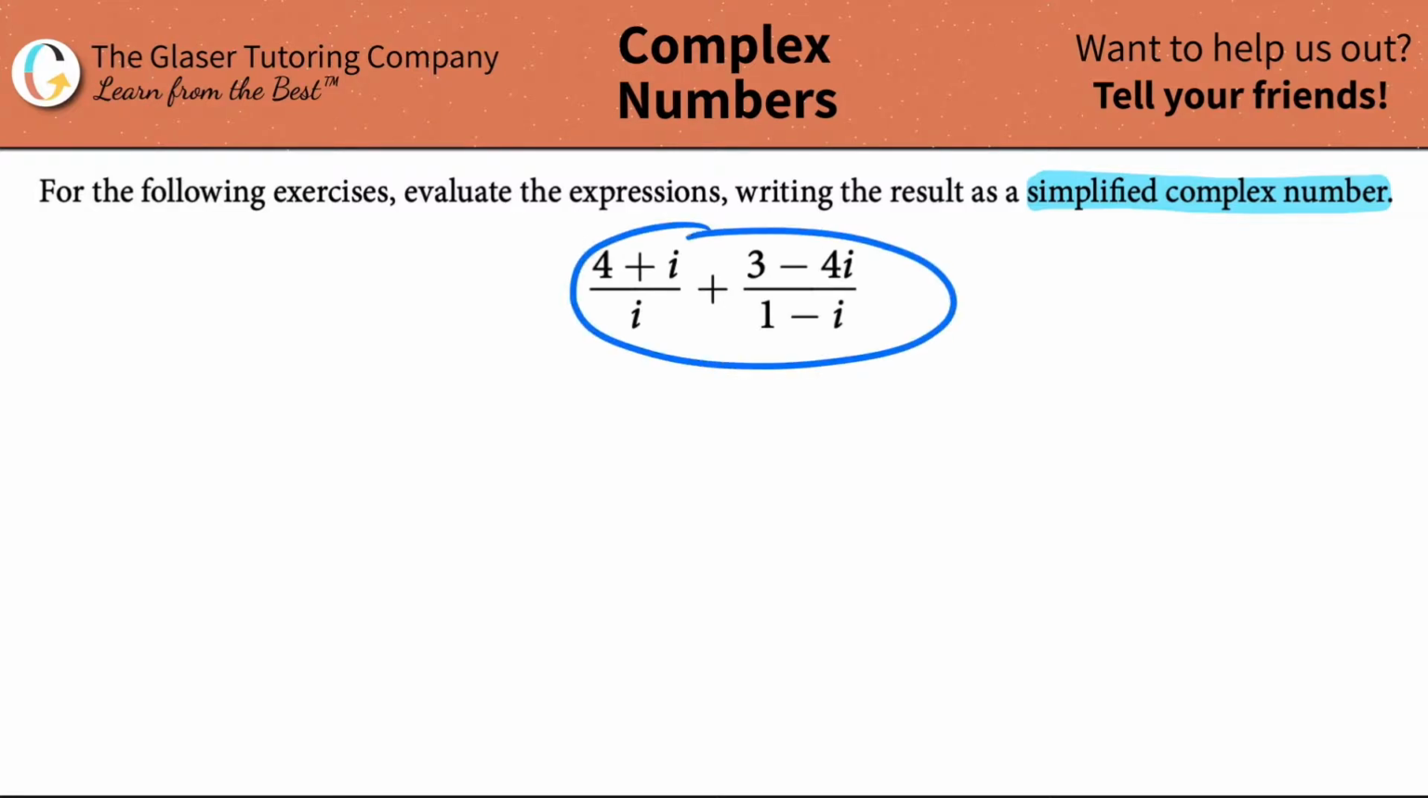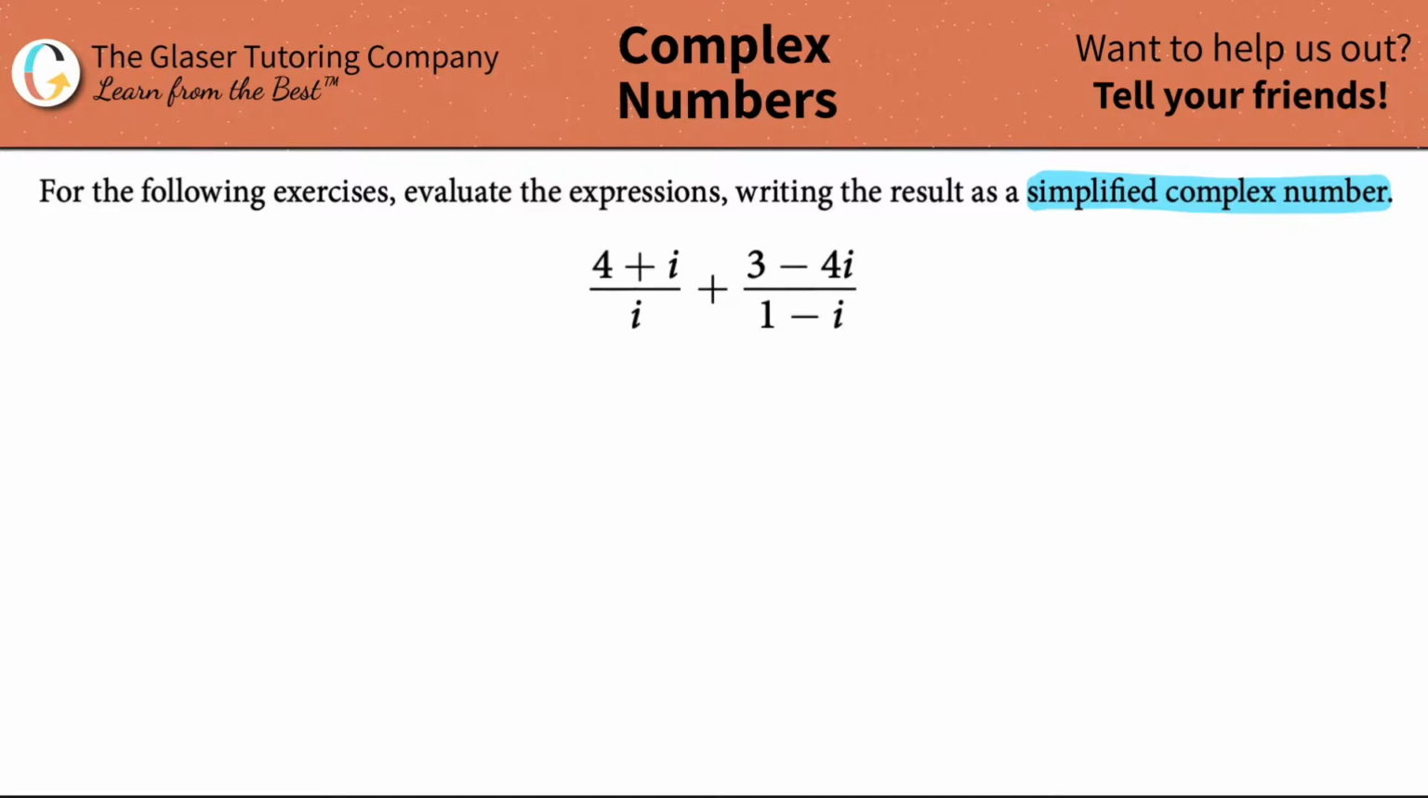We need to simplify this in terms of a simplified complex number, right? So I have (4 plus i) divided by i, plus (3 minus 4i) divided by (1 minus i). Holy guacamole, what are we going to do? Well, let's see. I don't have any double bubbles, right? I'm not multiplying anything, so I can't do anything like that. But according to PEMDAS rules, I need to divide first before I add. So I know that I'm going to have to do something with these divisions.